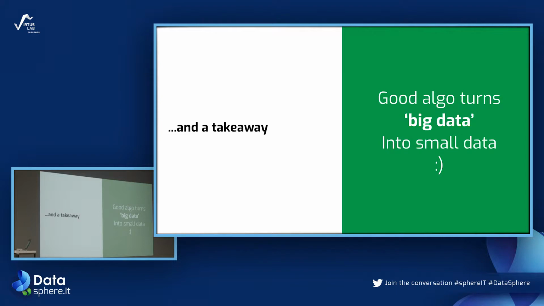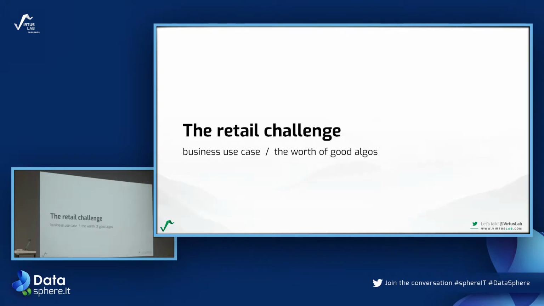Right, and this thing, the big data and small data, some of that is relative. If you use good algos, then maybe you can process something 1,000 times quicker. So instead of running that on a cluster, you can run it on one box, right, if you use one algo. Right, so the case I'm talking about is the retail challenge.